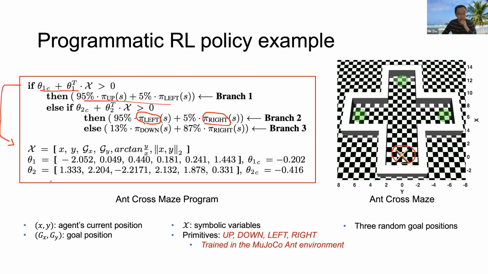Okay, so let's see why this program is interpretable. The program can observe x and y, which represent the current position of the agent, and then GX and GY represent the goal position. So at each iteration, one of the random goals would be sampled for the agent to reach. And we also equip the DSL with 4 primitives trained in the musical environment for an ant to go up, go down, go left, and go right. So they are already in the DSL. The program we learn is like this. The program consists of 3 branches. If you just look at the program, you find it's not very interpretable.